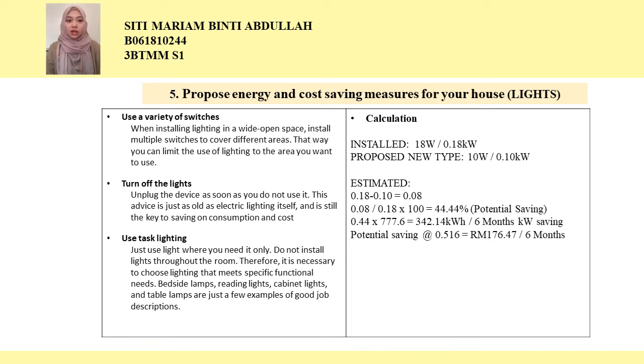potential savings percent. And we multiply by 129.6, we get 57.02 kWh with 6 months of kW saving. And the last one, potential saving, we get 12 ringgit 0.48.